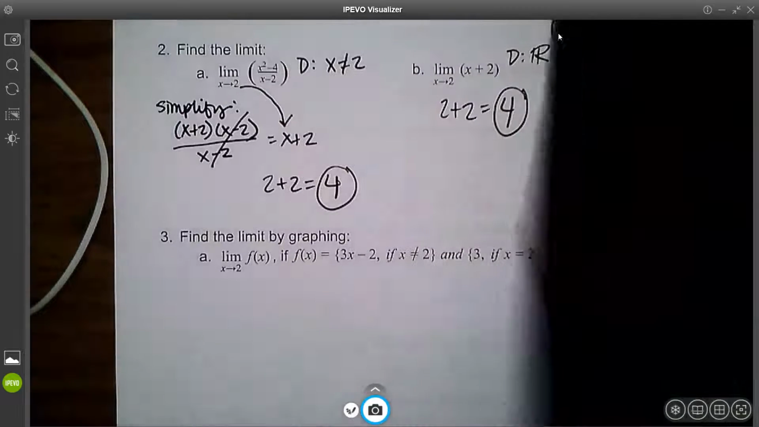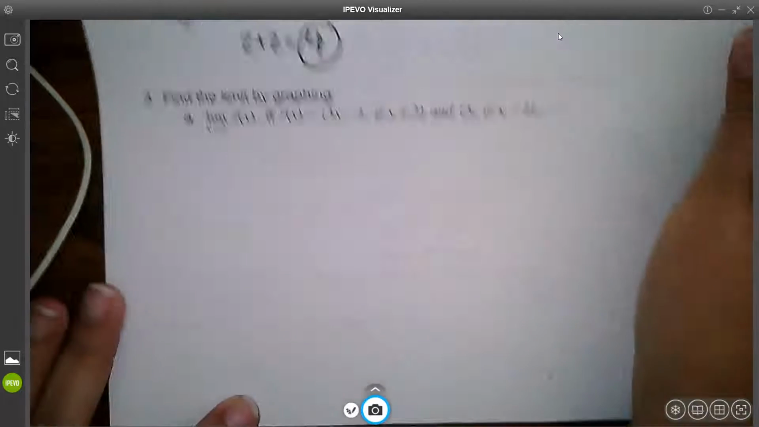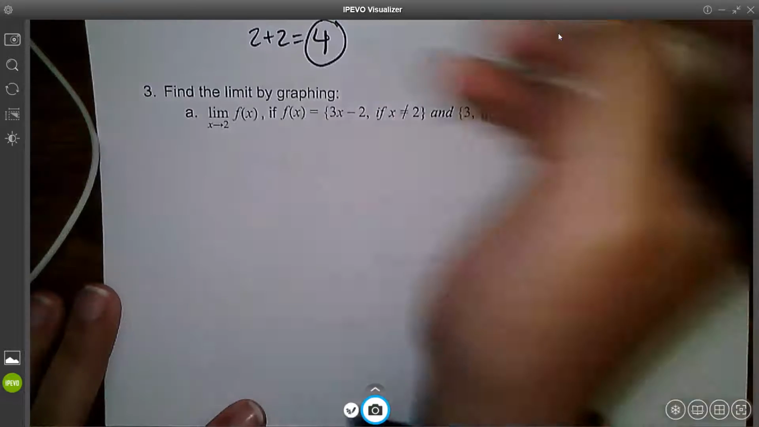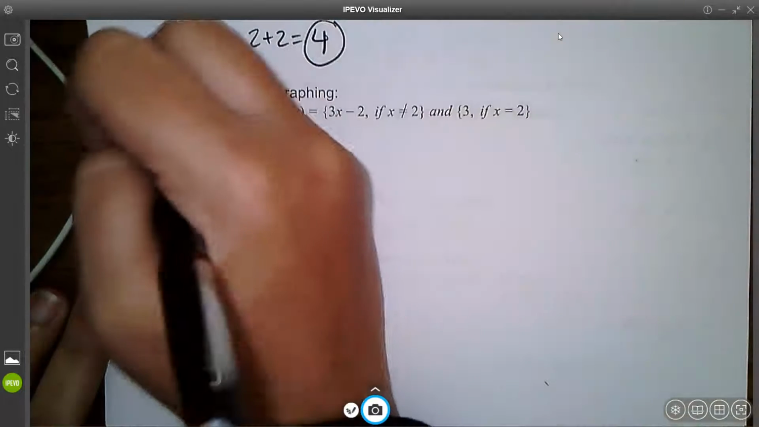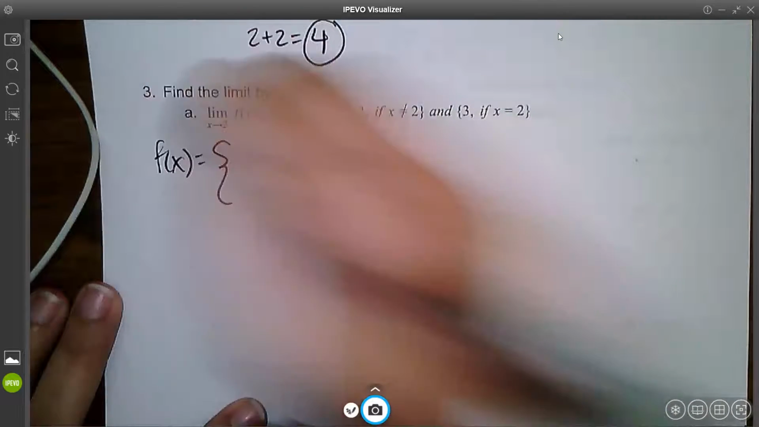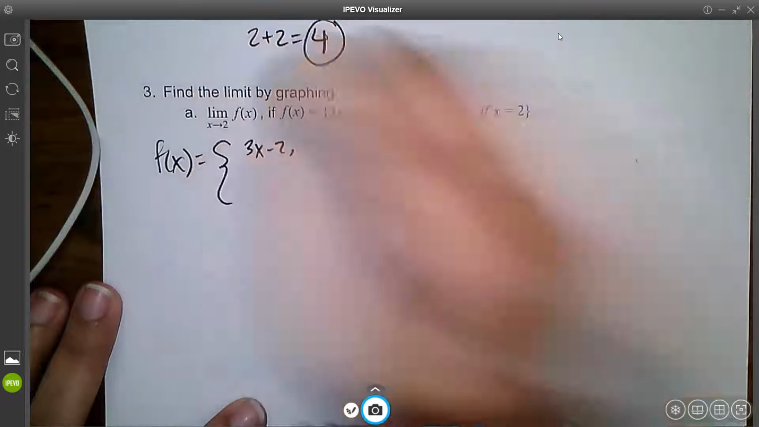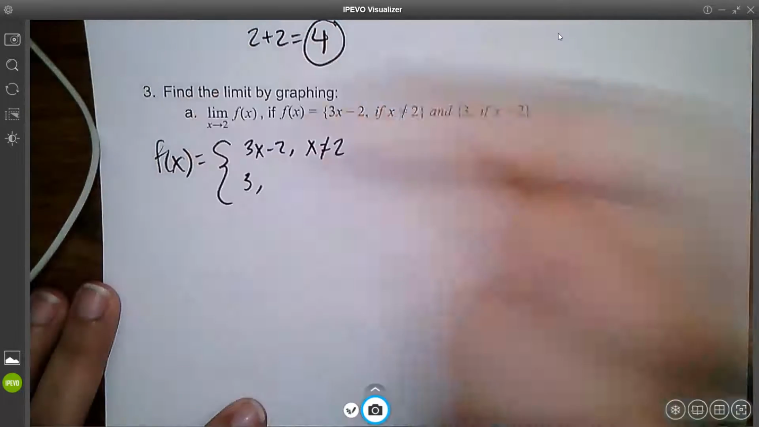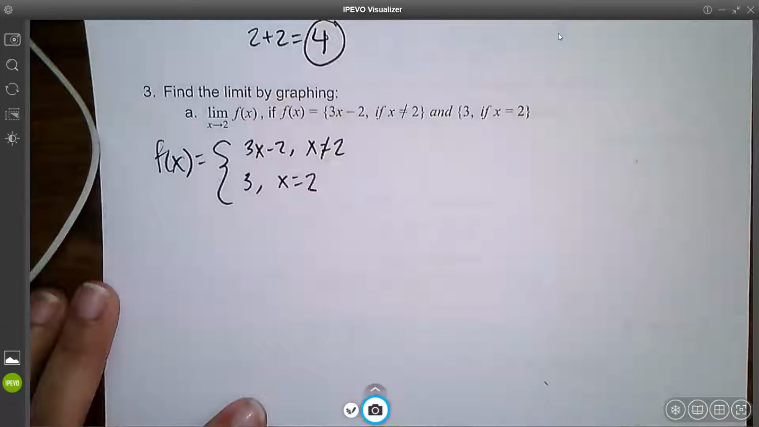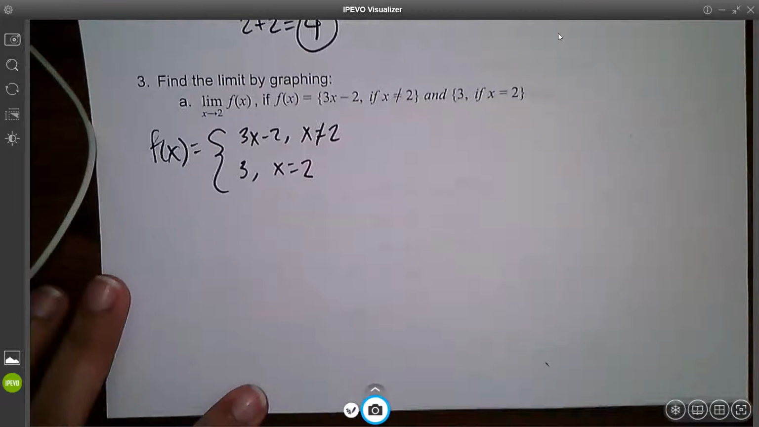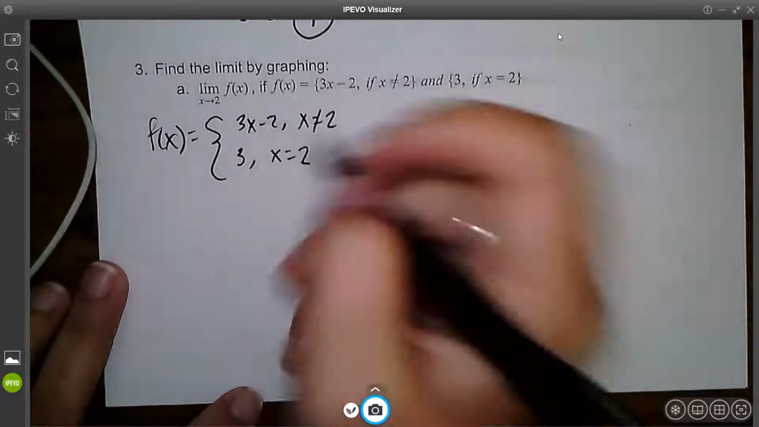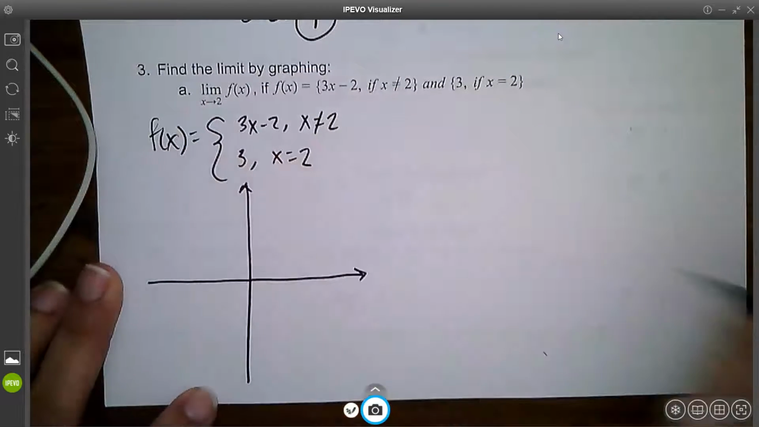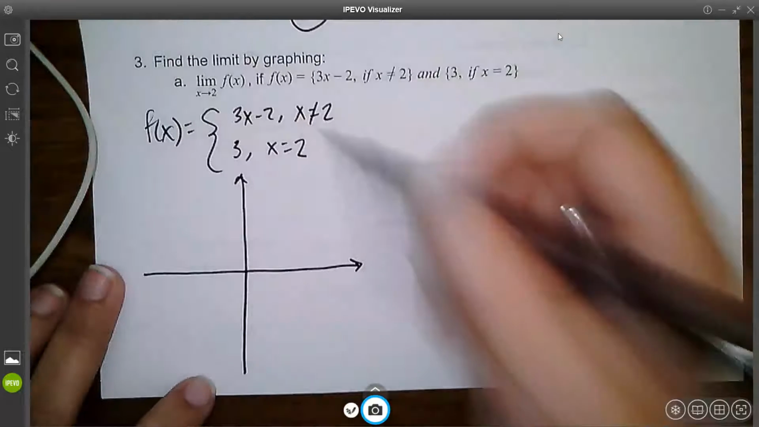By graphing. So this is a piecewise function, but the equation editor doesn't let me do it like that. So f of x, this is what my function looks like for real. We have 3x minus 2 when x is not equal to 2, and 3 when x is equal to 2. So we're going to graph this equation.